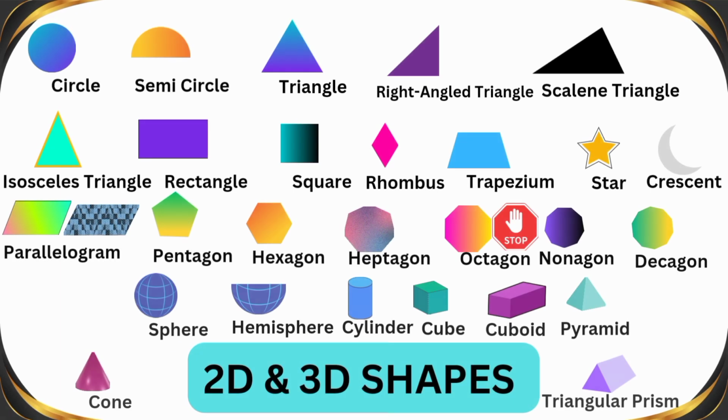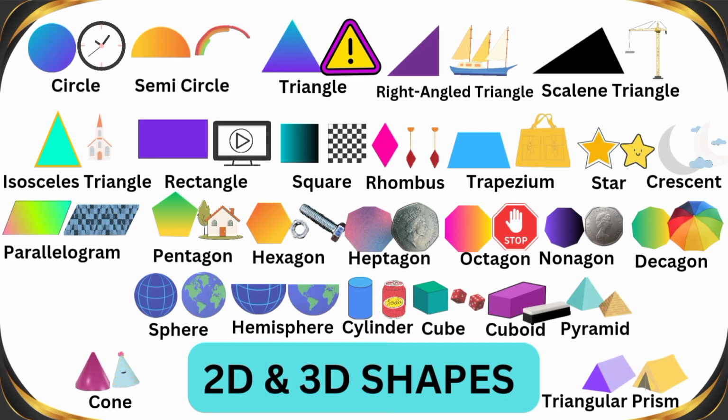Today we are going to learn about 2D and 3D shapes. 2D stands for two-dimensional. Two-dimensional shapes are flat and only have two dimensions, length and width. Let's see some 2D shapes.